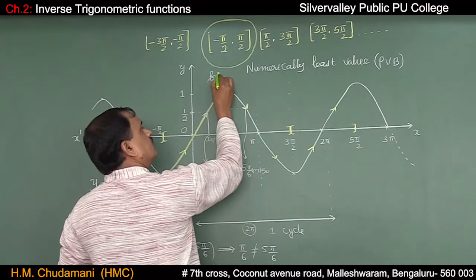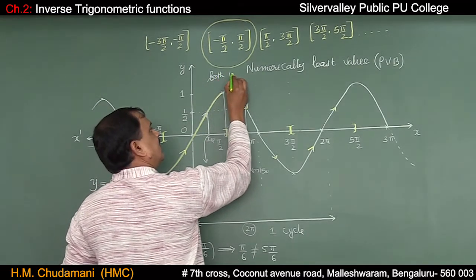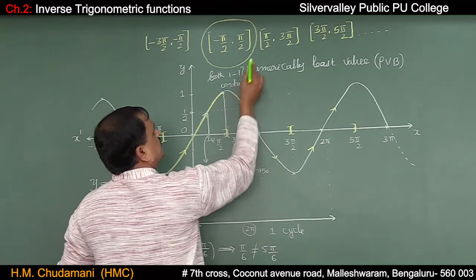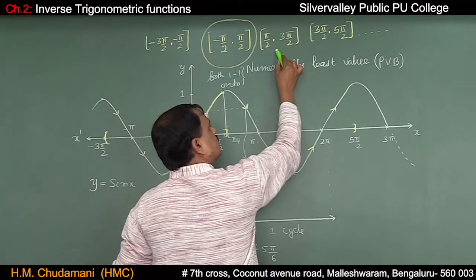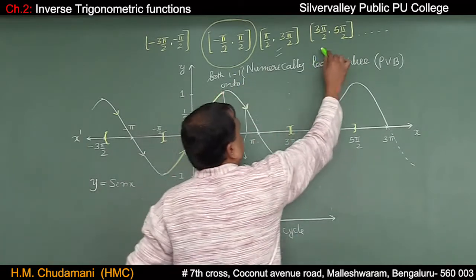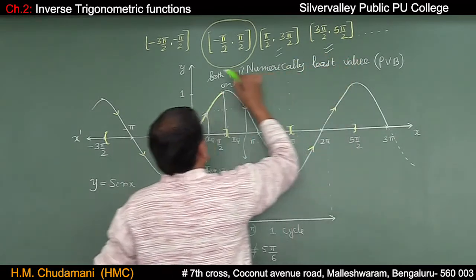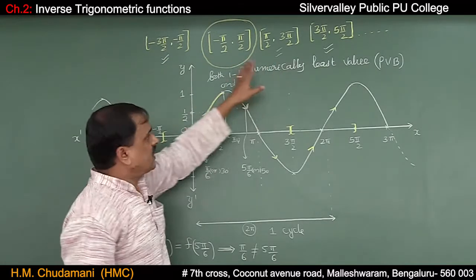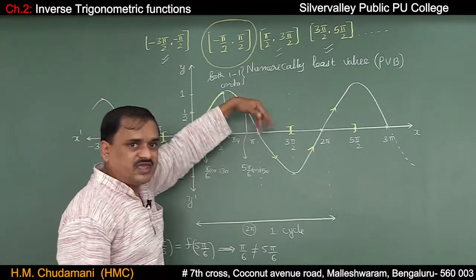Here, both one-one and onto. Even in this interval, both one-one and onto. Here also, because it is only decreasing, both one-one and onto. So, you can take all these intervals to be one-one.